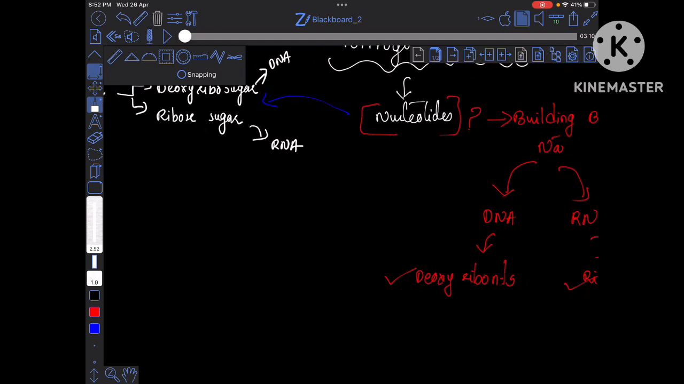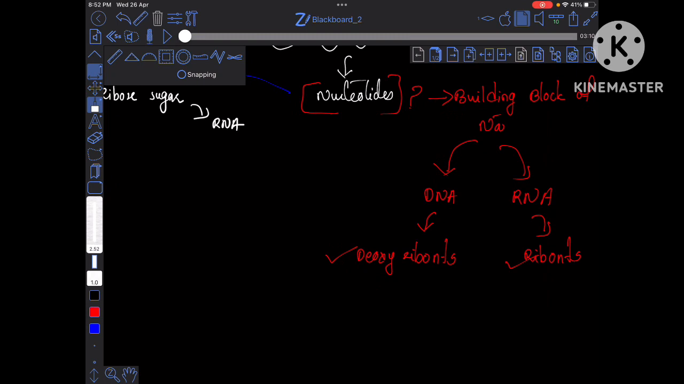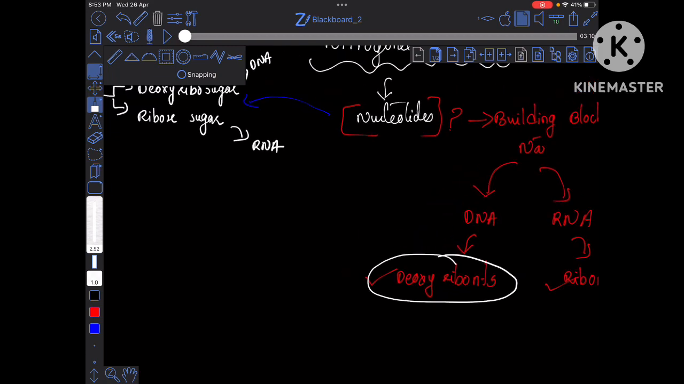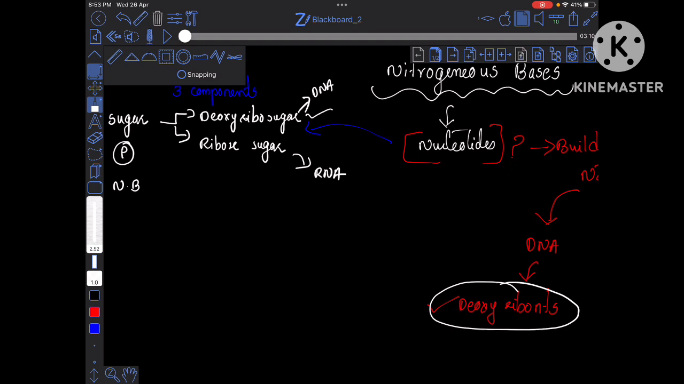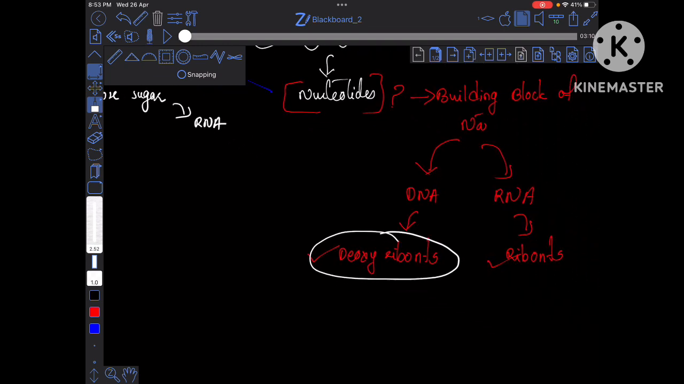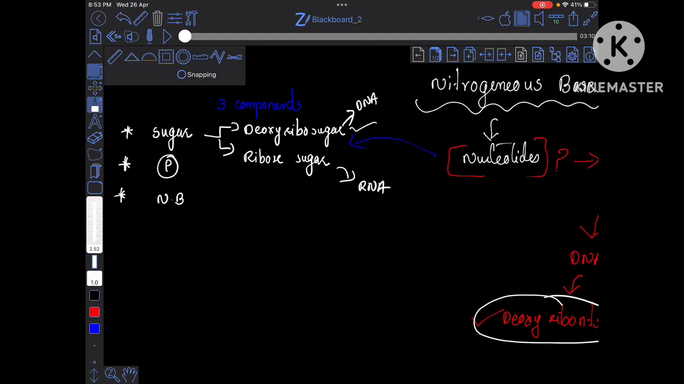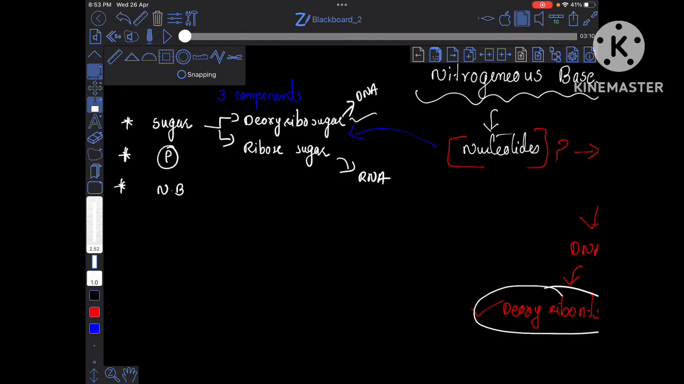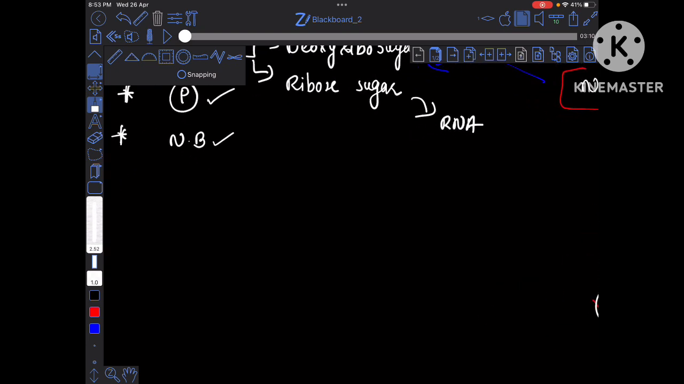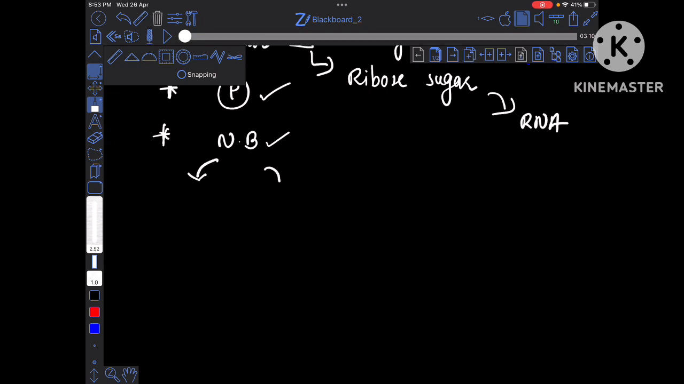That is why they are named deoxyribonucleotides in DNA, because in DNA the nucleotides are made up of deoxyribose sugar, and in RNA they are known as ribonucleotides because they contain ribose sugar. Then the phosphate group and nitrogenous bases will be present. These nitrogenous bases are of mainly two broad groups: purines and pyrimidines.